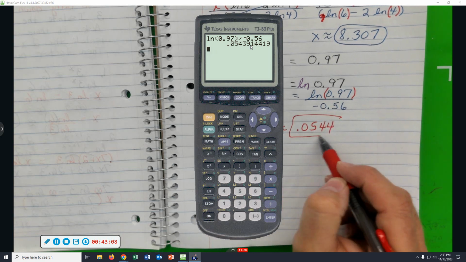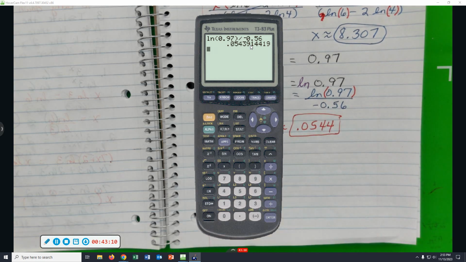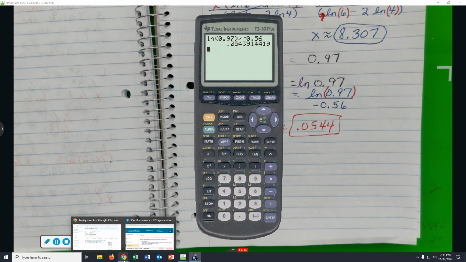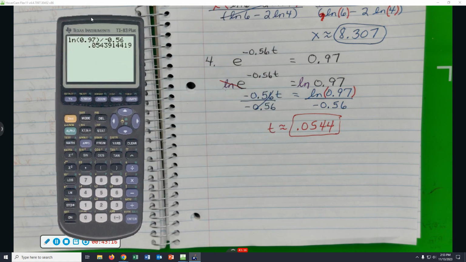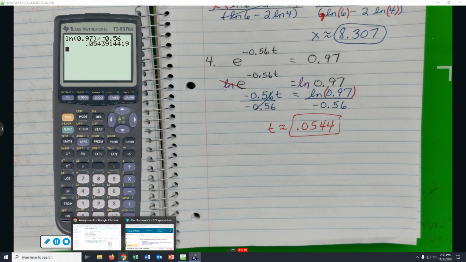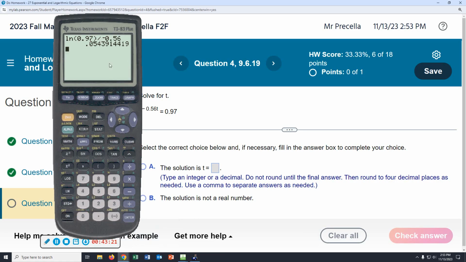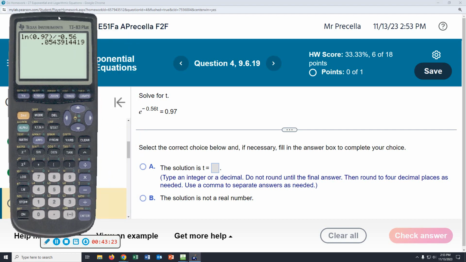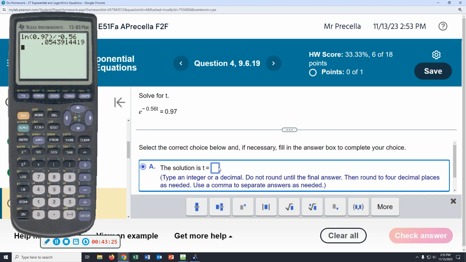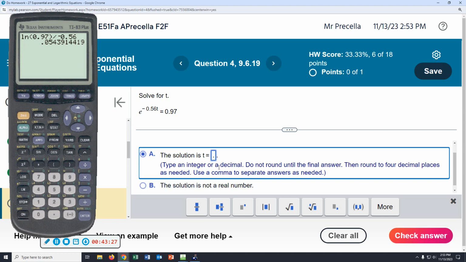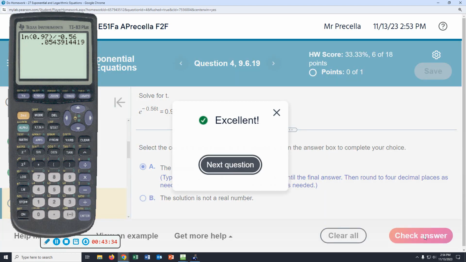As my brother says, circle the answer so that you'll know the unpleasant task is behind you. You've done it. That's why I don't have that calculator that big. Right here, 0.0544. Any questions there?